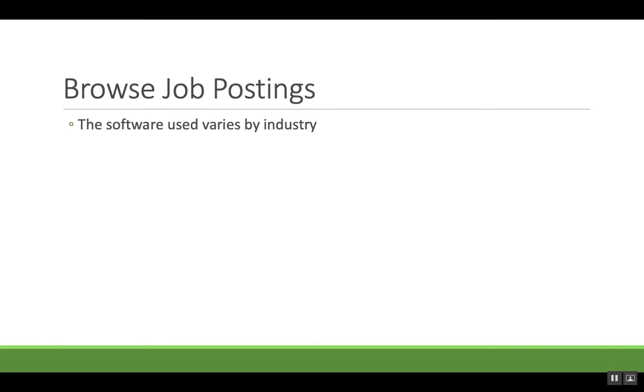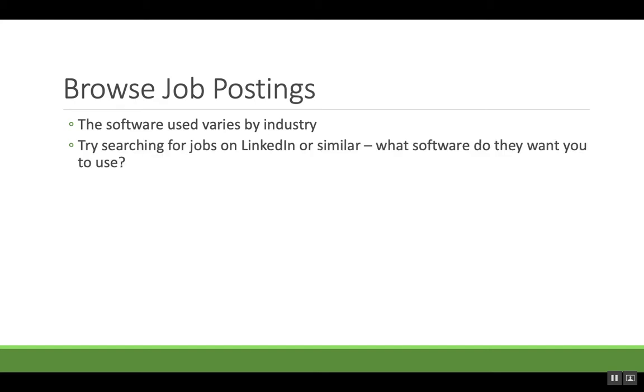If you're not sure which one might be used in your industry, you can browse job postings. The software used might vary by industry. You can search for jobs on LinkedIn or similar, look for job postings related to e-learning. You could also just search for Storyline or Adobe Captivate and see where those jobs pop up that use those. They'll generally say in the job posting which software they want you to be able to use.